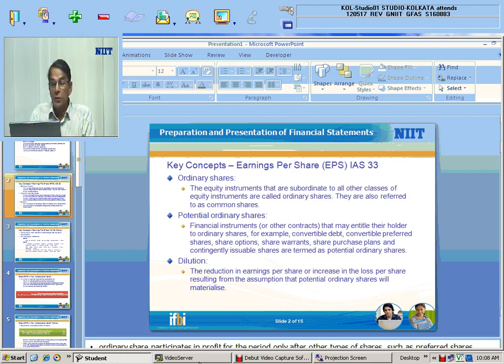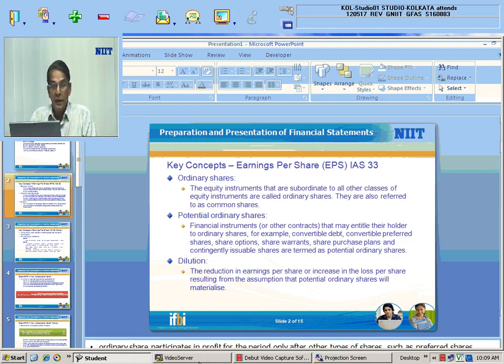So ordinary shareholders actually participate in the profit for the period only after the other types of shares such as preferred shares have participated. So when a company earns a profit, preferred shareholders have a preference in the participation of profit or getting dividend out of the profit. After they have received the dividends on the preferred shares, then whatever is left is available to the ordinary shareholders. So they participate in profit for a particular accounting period only after other types of shares such as preferred shares have participated. An entity can have more than one class of ordinary share.